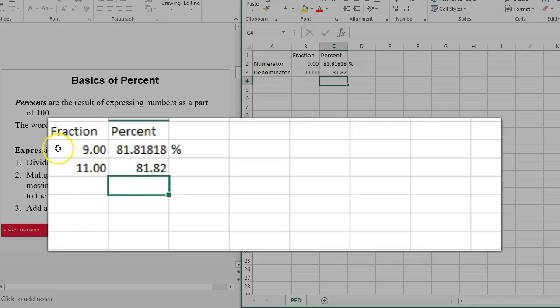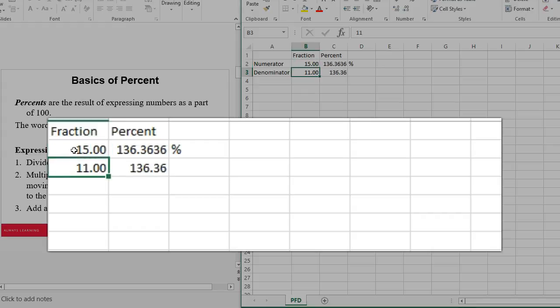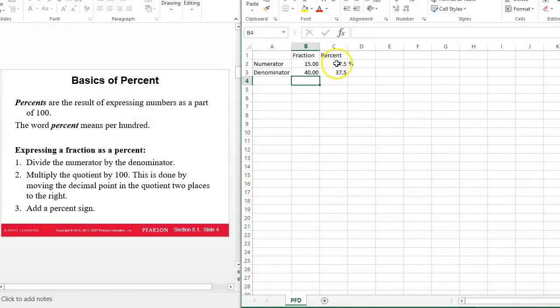Okay, so again, the nice thing about this is it will let you type in anything here, and it'll give you a percent. Alright, rounded to 100.